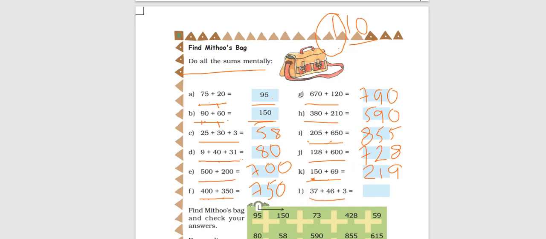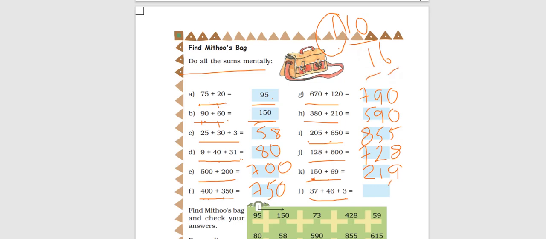37 plus 46 plus 3. Let's add up all the ones. 3 ones and 6 ones is 13 ones. 13 ones and 3 again, 16 ones. 16 ones is 10 and 6 ones.